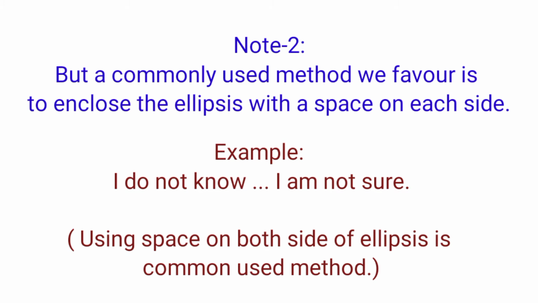A commonly used method we favor is to enclose the ellipsis with a space on each side. Example: I do not know ... I am not sure. In this example, a space is kept on both sides of the 3 dots or ellipsis, and this is the method we favor.